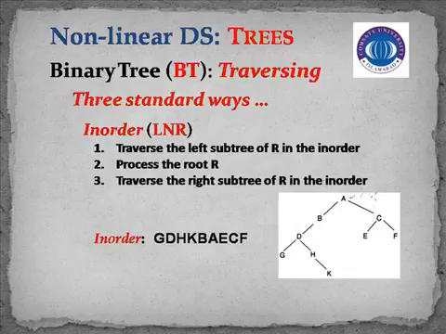Ladies and gentlemen, in the in-order case, traversing starts from the left subtree of R, then the root R is processed, and finally the right subtree of R is traversed in the in-order sequence. Such order is also mentioned along with its binary tree diagram.